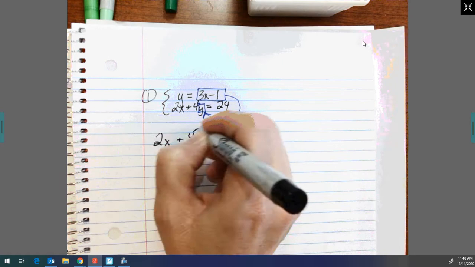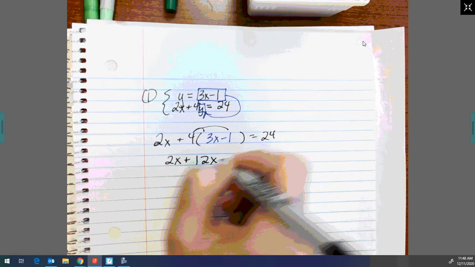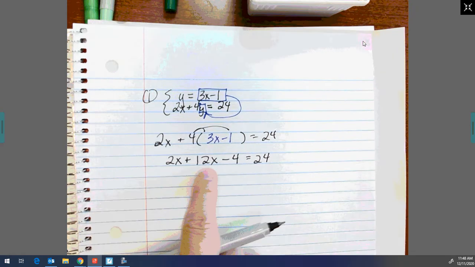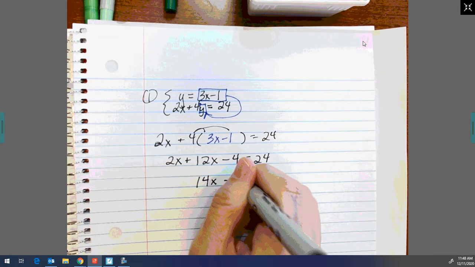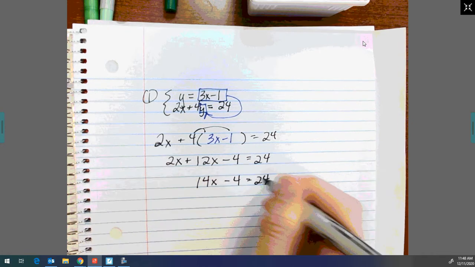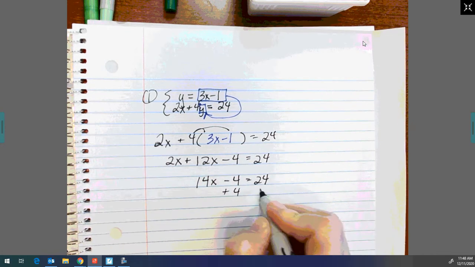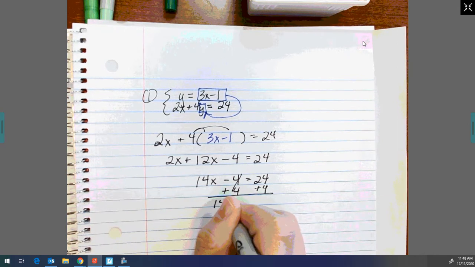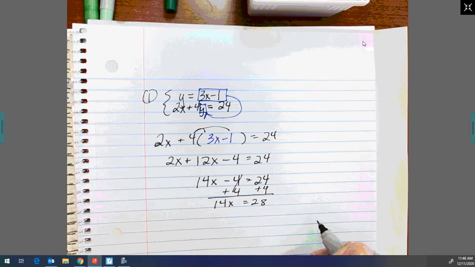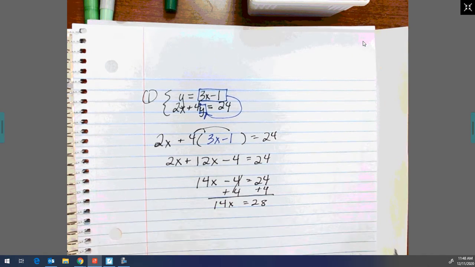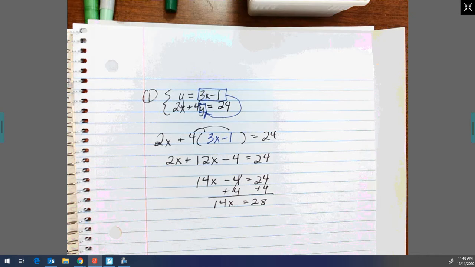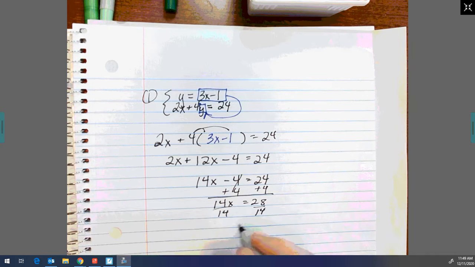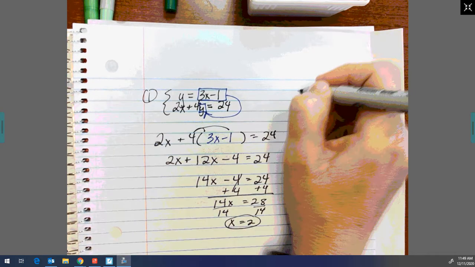Now I'm going to distribute the 4. And then I'm going to combine like terms. And then I'm going to solve my 2-step equation there. And then dividing both sides by 14, I'm going to get x equals 2. So that's half my answer.